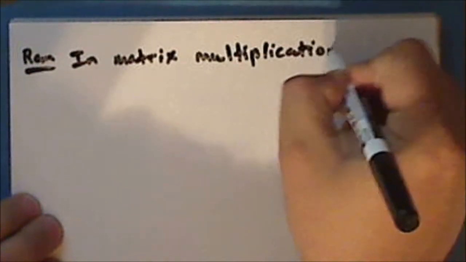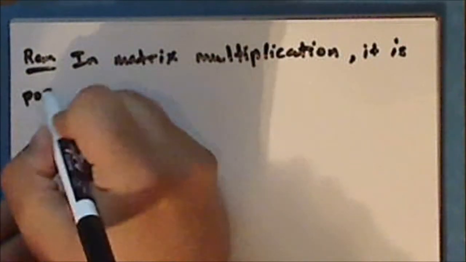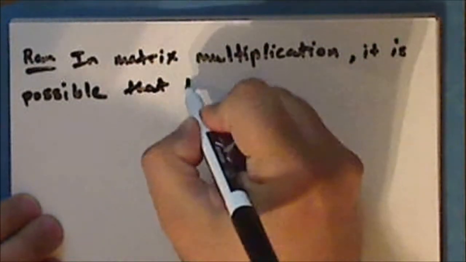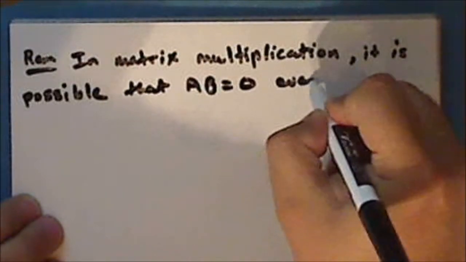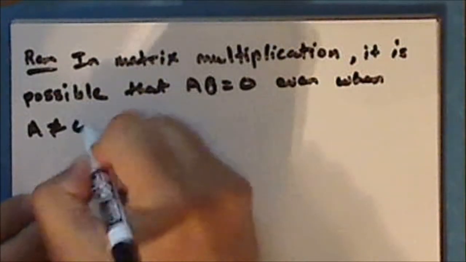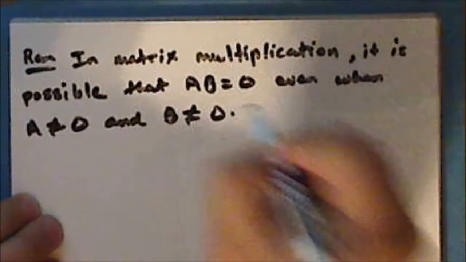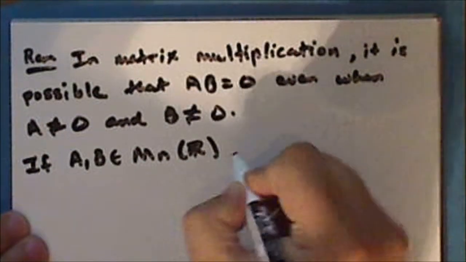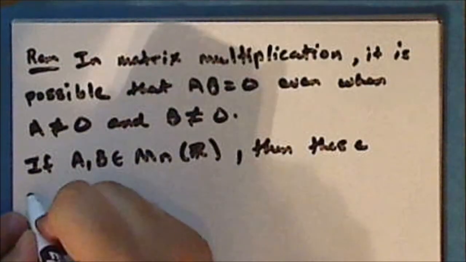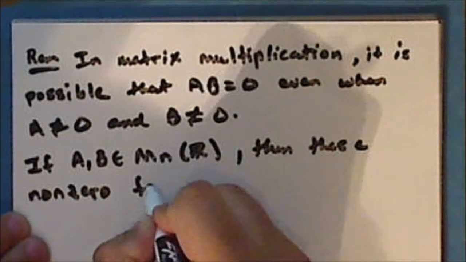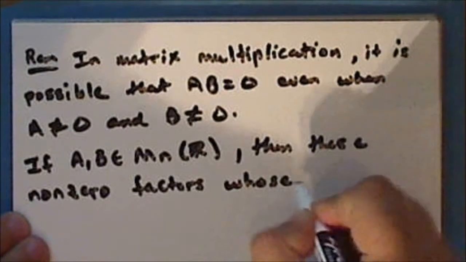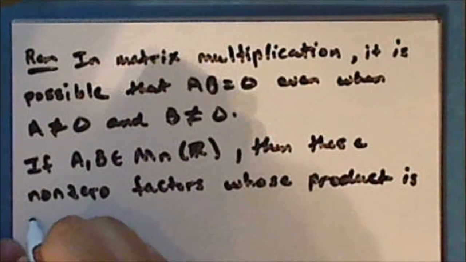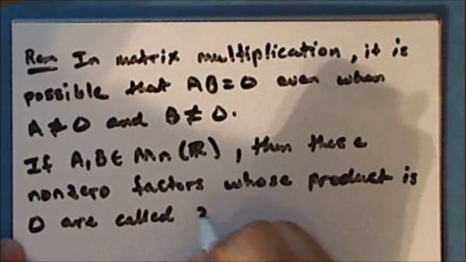Now in matrix multiplication, it is possible that a product, A times B, is the zero matrix even when the matrix A is not the zero matrix and the matrix B is not the zero matrix. Now if A and B are both square matrices of order n, then these non-zero factors whose product is the zero matrix are called zero divisors.